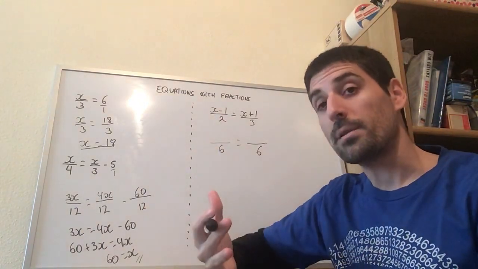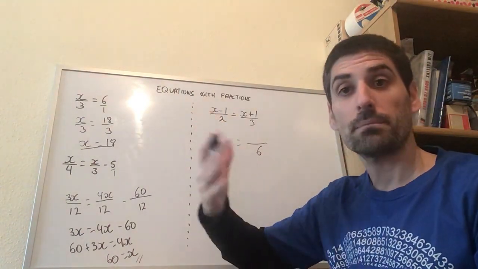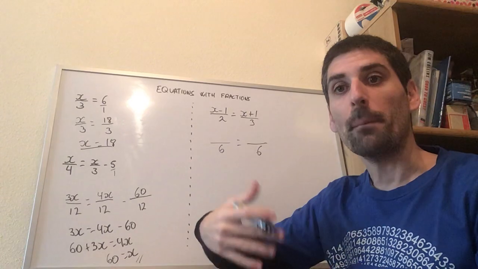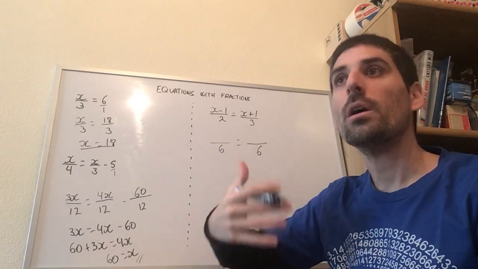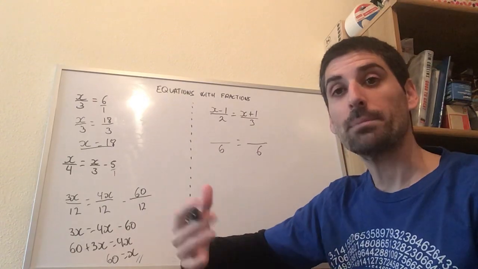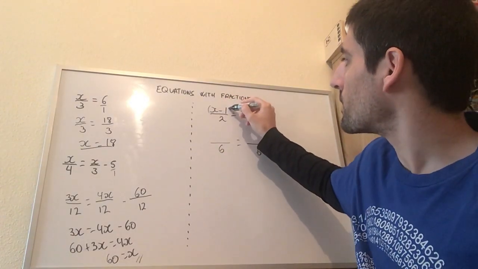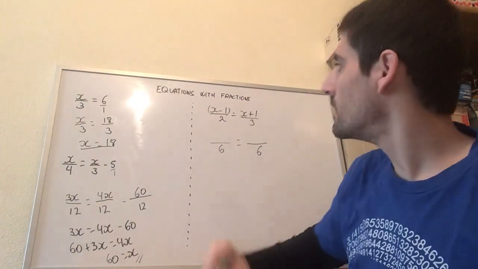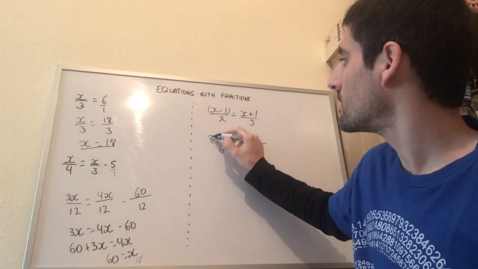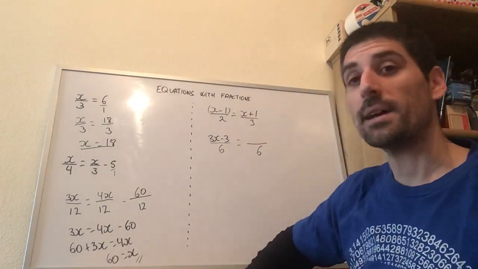Now this is where you need to be careful. If I am multiplying the numerator by 3, or times 3, I am multiplying the whole numerator, not just the x, but the minus 1 as well. I have to multiply everything. Pretend that there was a bracket there. So it's 3x minus 3. And on the other side, the same story.